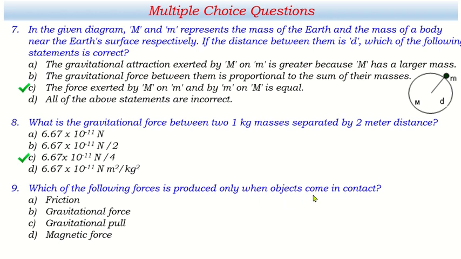When two objects come in contact, then certainly friction acts between those two objects. What about gravitational force? Gravitational force acts from a distance. Gravitational pull means the gravity of the heavenly body that also acts through the distance. Magnetic force also acts through the distance. But friction comes in action only when they come in contact. That's why this option is correct.